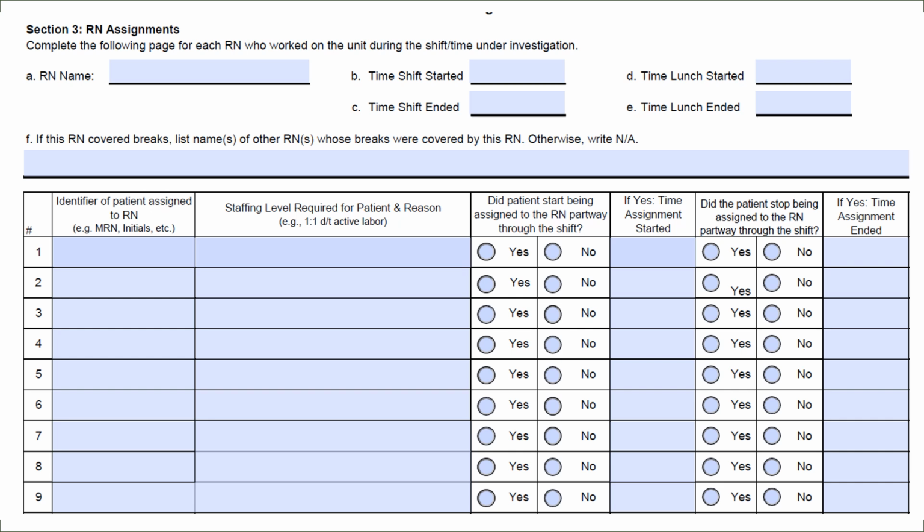The table asks for information about each patient assigned to that RN. The first box asks for an identifier of the patient assigned to the RN, such as a medical record number, patient initials, patient room number, or other identifier. The second box asks for the staffing level required for the patient and why the staffing level was required. For example, if a unit cares for both med-surg and PCU level of care patients, then those levels of care would require different ratios, and you would write the required ratio followed by med-surg patient.